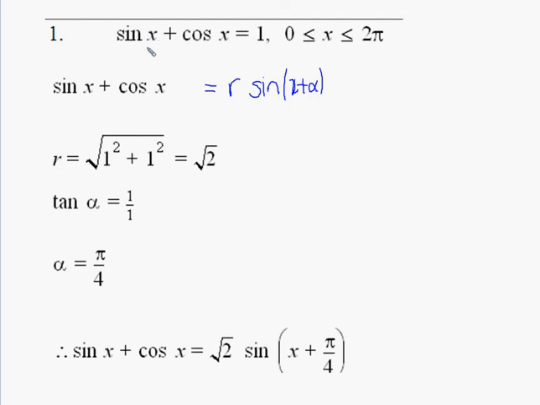So this is the type of question we want to use these manipulations on, because we can't manipulate sine x and cos x any other way. If it was equal to 0, it's not a problem. We can shift cos across, divide by cos and get a tan, and we're in play. But with 1 there, we can't do anything about it.